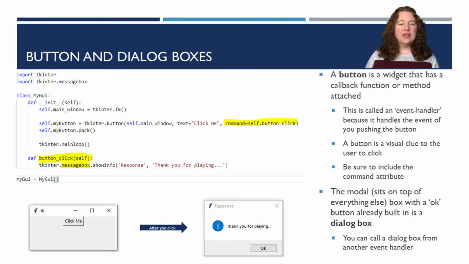So with the message box, I'm going to call the method called showInfo. ShowInfo builds this message box, adds the text that I've requested it to do, and then just sits there until the person hits OK. So these are called dialog boxes or message boxes, depending on which language you're in. And you can call your dialog box from inside of your other event handlers.